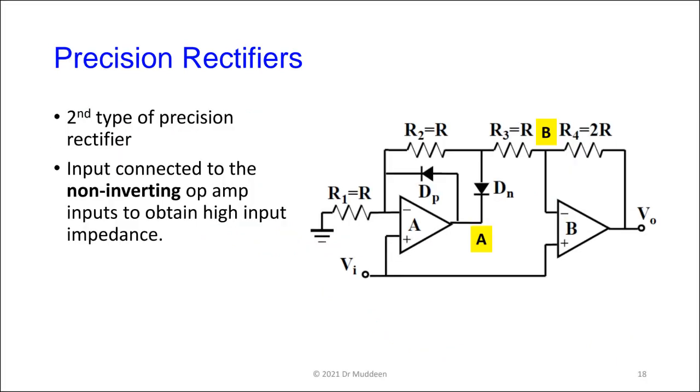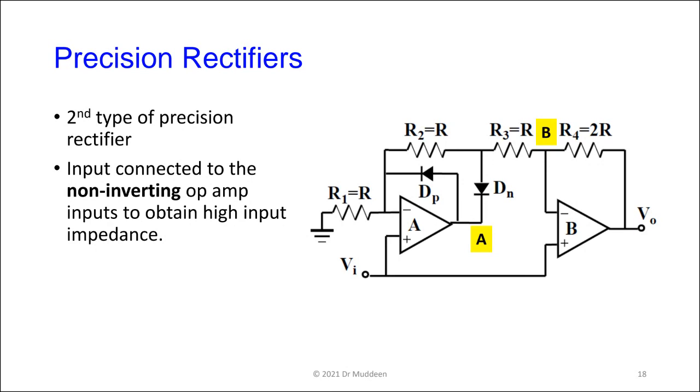And here is now a little more complicated one. The first one that we looked at was a half-wave rectifier. But here's another one that we will get a full wave behavior from. So here we have two op amps instead of one. We have two diodes connected, DP and DN. We have op amps A and B.